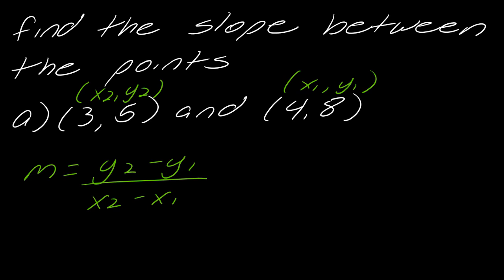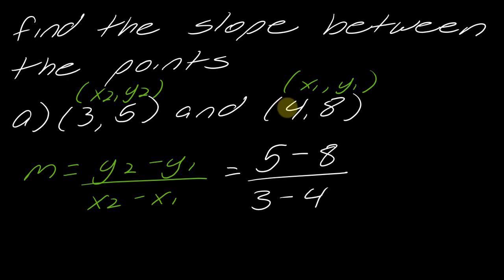All right, now I'm going to still follow this formula. Here's my y2, so this is 5, and here's my y1, so here's my 8. And then the bottom, this is my x2, 3, minus 4. If I do the math here, now I get negative 3 over negative 1, and that still simplifies to positive 3.